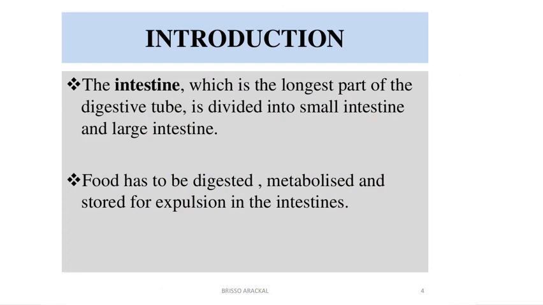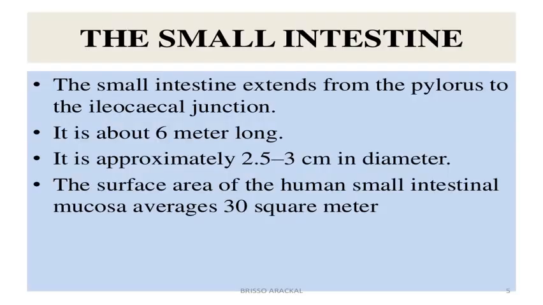The intestine is the longest part of the digestive tube and is divided into small intestine and large intestine. Food has to be digested, metabolized, and stored for expulsion in the intestine. The small intestine extends from the pylorus to the ileocecal junction, about 6 meters long and 2.5 to 3 centimeters in diameter. The surface area of the human small intestine is about 30 square meters.